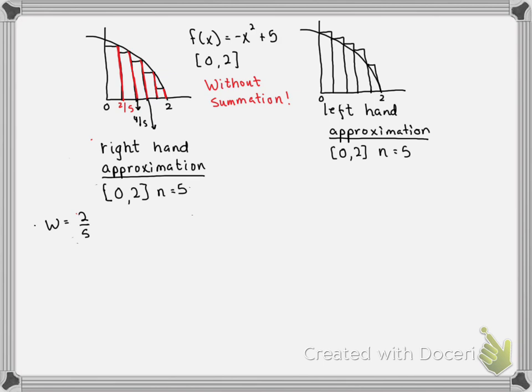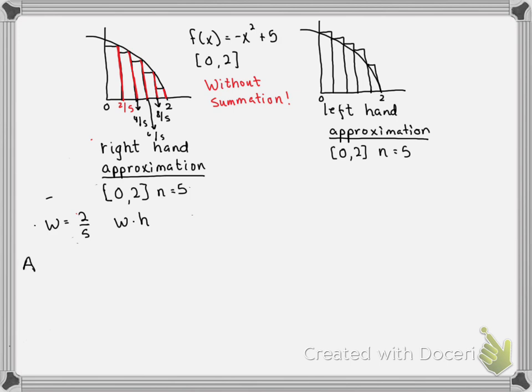That third one is at 6/5. This one right here is at 8/5. And then the last one has a right hand that is at 2. Okay? If we want to find the area, we are going to have to find the width times the height of each one of those 5 rectangles and add them up together. We already know that the width of each one is the same.